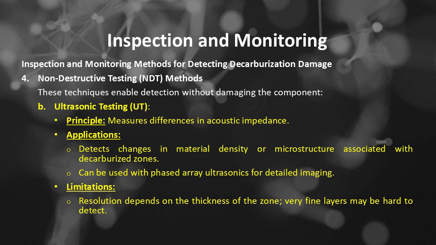Number B, ultrasonic testing or UT. The principle of UT is to measure differences in acoustic impedance. Applications of UT: it detects changes in material density or microstructure associated with decarburized zones. It can be used with phased array ultrasonics for detailed imaging. Limitations of UT: resolution depends on the thickness of the zone. Very fine layers may be hard to detect.